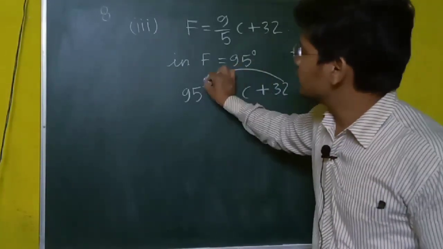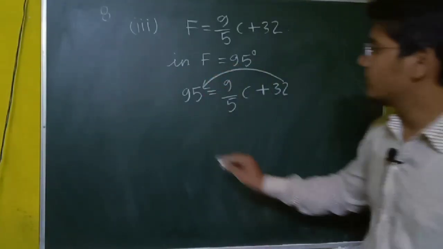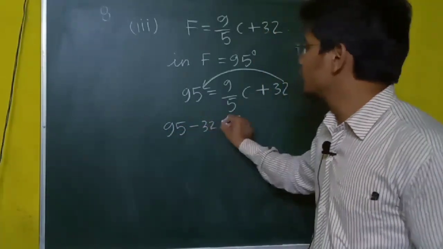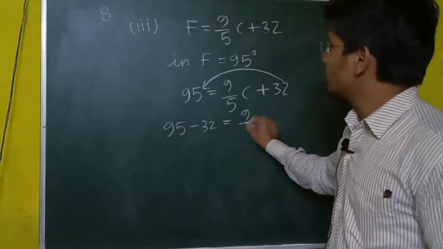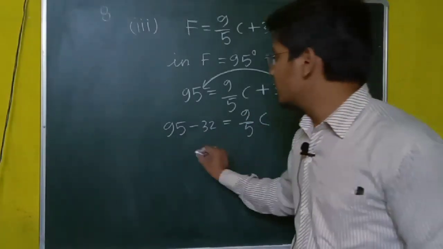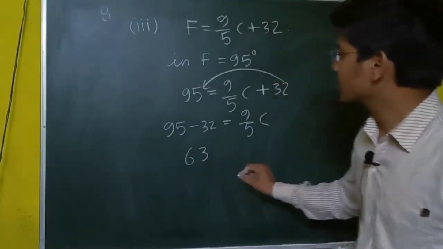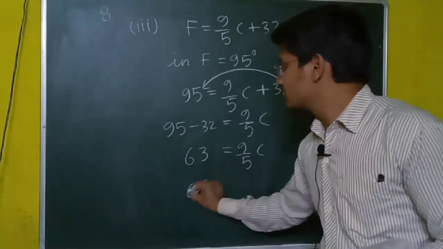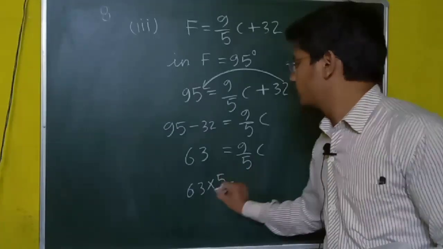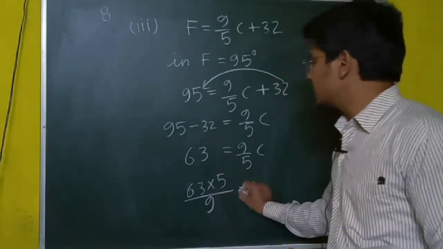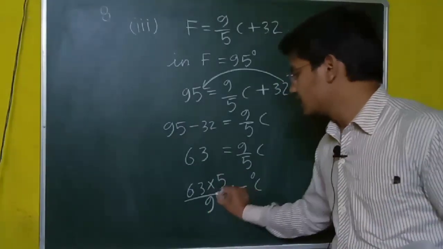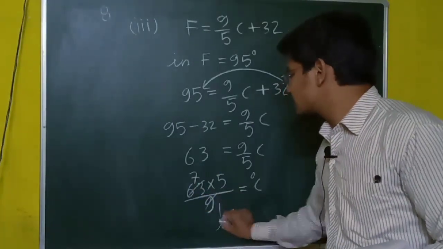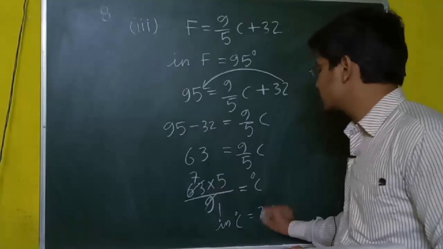Now we will transpose this 32 to this side. So we will have 95 minus 32 equals 9 upon 5 C. It will be 63 equals 9 upon 5 C. So 63 into 5 upon 9 equals the temperature in degrees Celsius. 9 ones are 9, 9 sevens are 63. So the temperature in degrees Celsius will be 7 fives are 35.